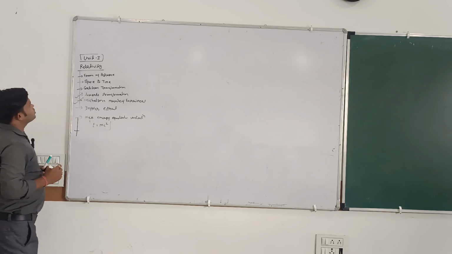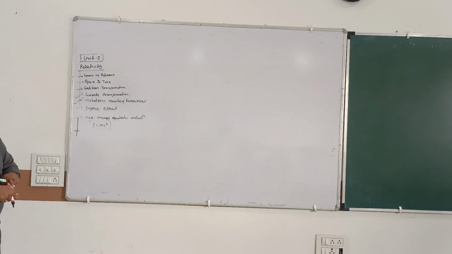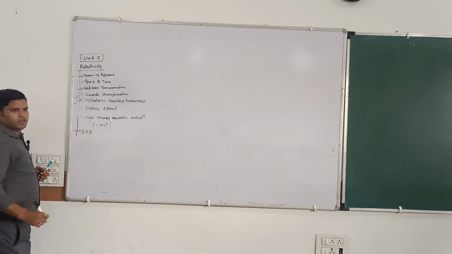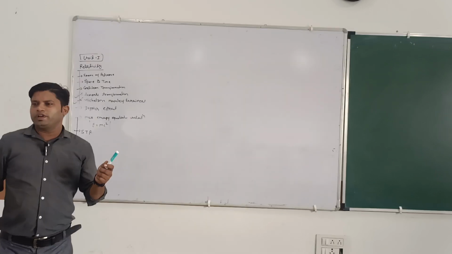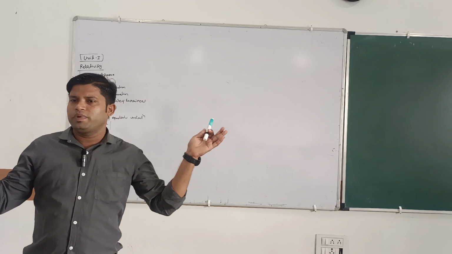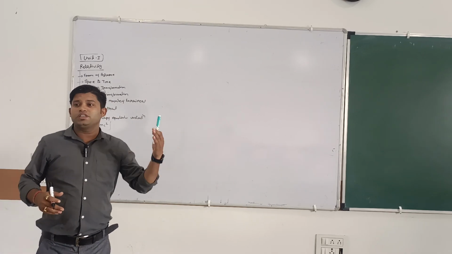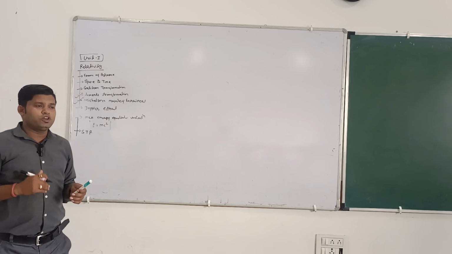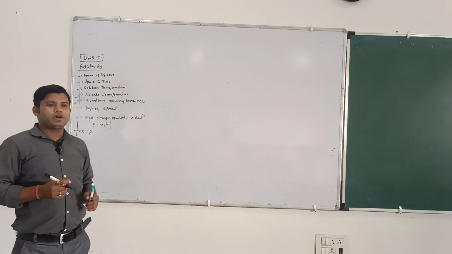What topic is remaining in unit number 1? Space, time, frame of reference, motion, Doppler effect, Lorentz transformation, Galilean transformation. Yes, the special theory of relativity, STR. There are two postulates we already explained in the first lecture: all frames of reference, and the value of c compared to all velocities. The value of c is 3 into 10 to power 8 meter per second.